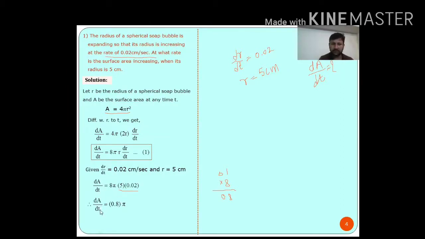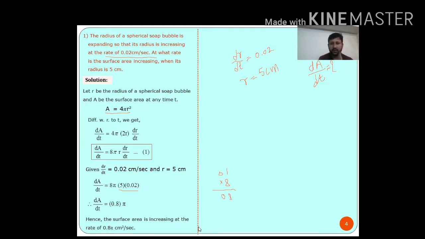The unit for area corresponding to time t you can write as centimeter square per second. Hence the conclusion: the surface area is increasing at the rate of 0.8 pi centimeter square per second. In the first problem, to find the rate of change of area, you were provided values for dr by dt and radius r. Let us continue with the next problem.